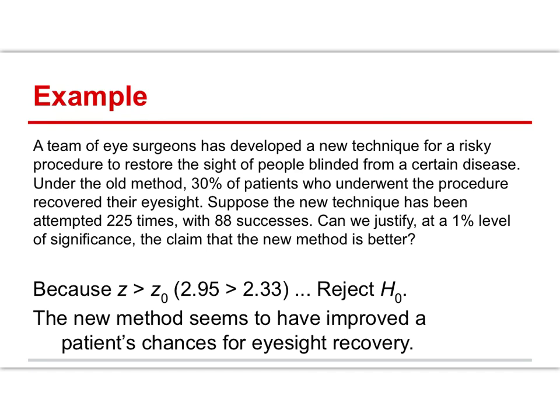And we would make the statement that the new method appears to have improved the patient's chances for eyesight recovery. Under the old method, it was 30%. The new method, we were observing a 39% success rate, and with the z-score of 2.95. That suggests that this is not due to chance, that something has indeed changed. Or at least we seem to believe that something has changed.